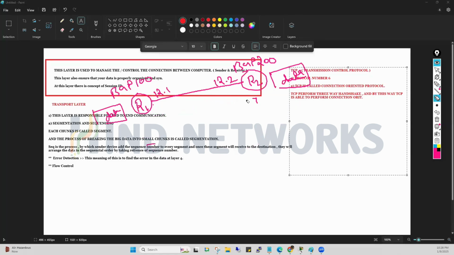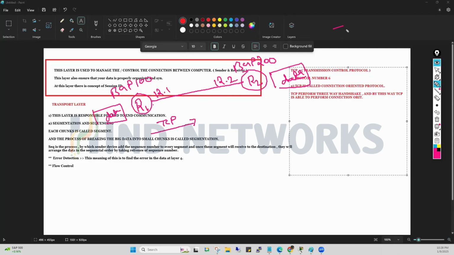But before becoming neighbors, first of all, R1 and R2 will perform, guys, three-way handshake. What is it, guys? Three-way handshake. And that is possible because of TCP. Clear? So in three-way handshake, what will happen? See, for example, R1 initiates the three-way handshake. So R1 sends one TCP packet. Getting my point? Yes or no? R1 sends one TCP packet.